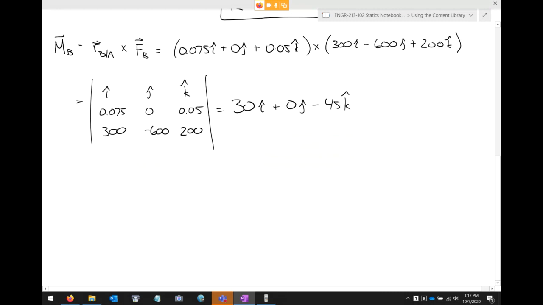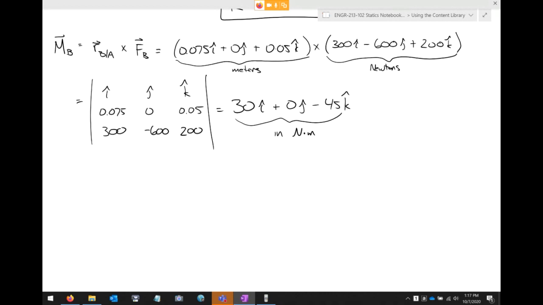And remember, this is a moment, so it's not a bad idea to keep in mind that this is metric. Our position vector was in meters, our forces were in newtons, so this is newton meters, just to make sure that we're clear on the units. So this is meters, this is newtons.